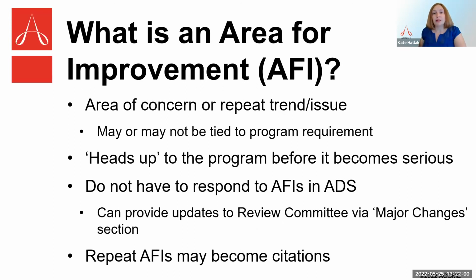So an area for improvement is a little bit less severe, if you will, than a citation. This is going to be an area of concern, or maybe there's a repeat trend. AFIs may or may not be tied to program requirements, but it's really a heads up, like a little metaphorical tap on the shoulder from the review committee to say, hello, program, we see that this is an issue. We want to make sure you're aware so you can address it before it rises to the level of a citation, okay?